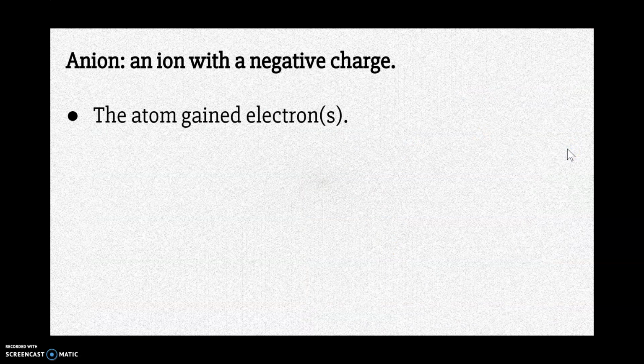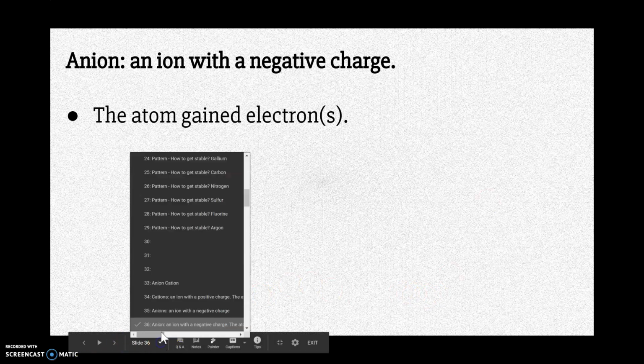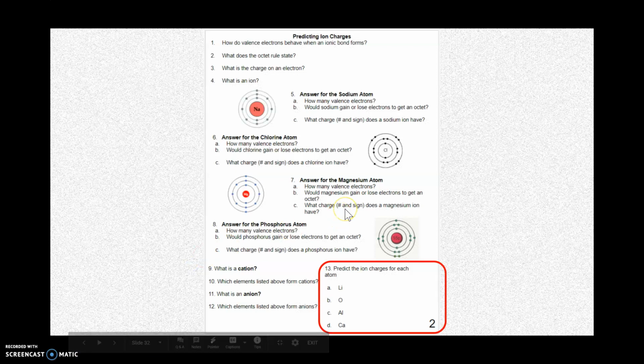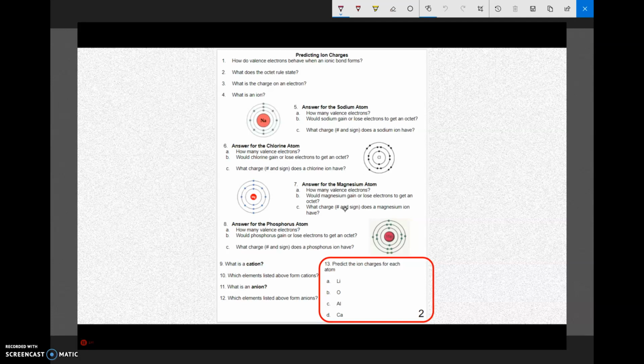Okay. So which elements from above, if we look at number 10 on our paper, which elements above form cations? So look, does sodium form a cation? Does chlorine or magnesium or phosphorus? And we're just going back and looking at these questions right here that we talked about before. So for number 10, which elements form cations? Remember that sodium formed that +1 charge, and that magnesium had a +2 charge. So those are the two that formed cations.